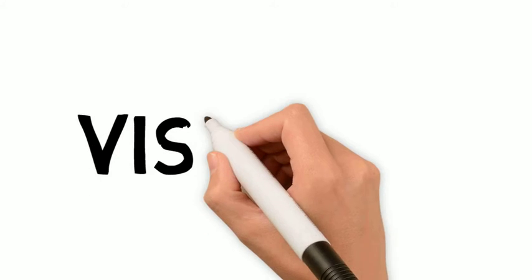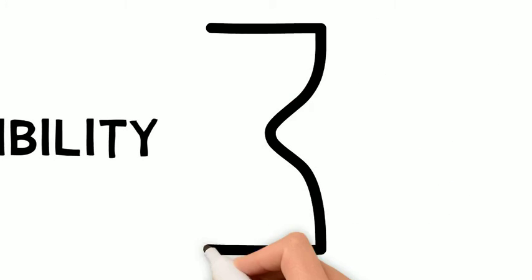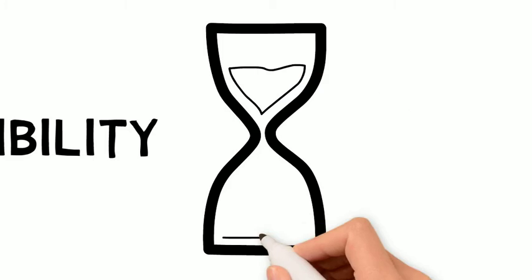1. Visibility of system status. The system should always keep users informed about what's going on, through appropriate feedback and within a reasonable time.